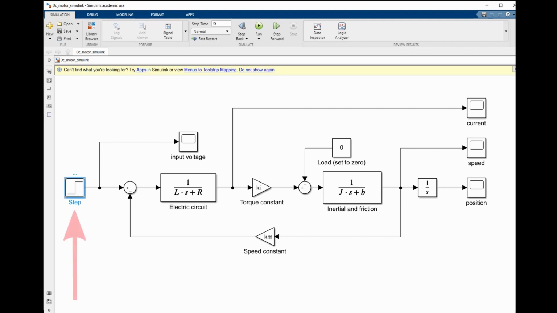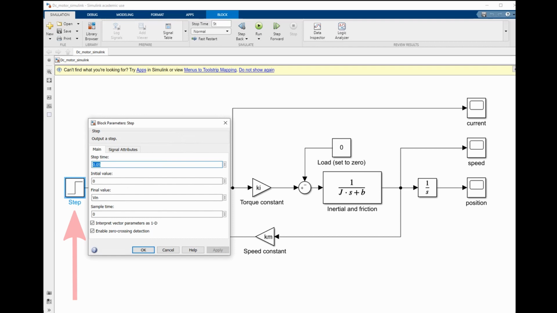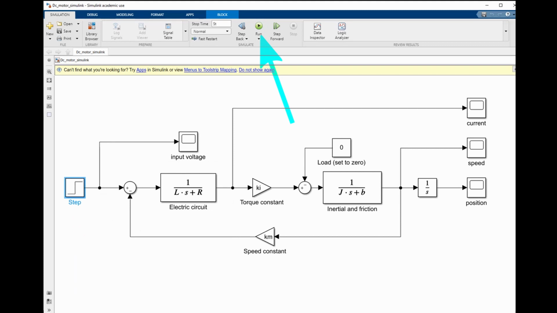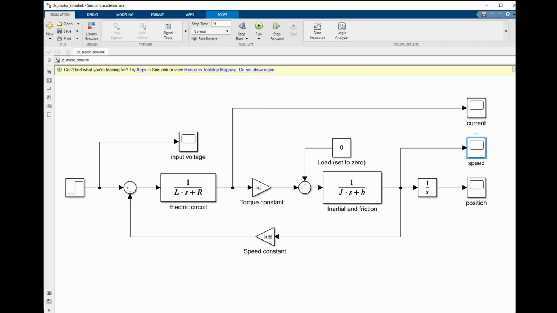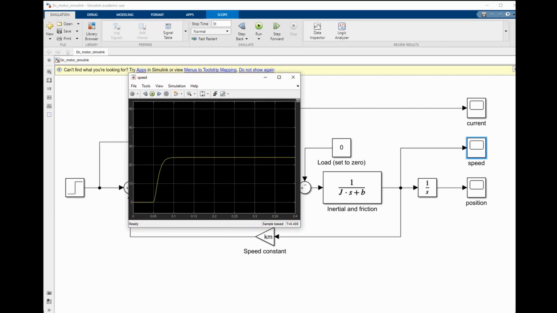Let's open the input. In the input block, we see that we have a step input. The input voltage starts at 0 and goes to Vin at 0.05 seconds. Let's run the code and look at the input voltage. You see here the input going from 0 to 12 volts at time equals 0.05 seconds. And now let's look at the speed. We can see that when the voltage is applied, the motor starts to rotate and settles at a given value.